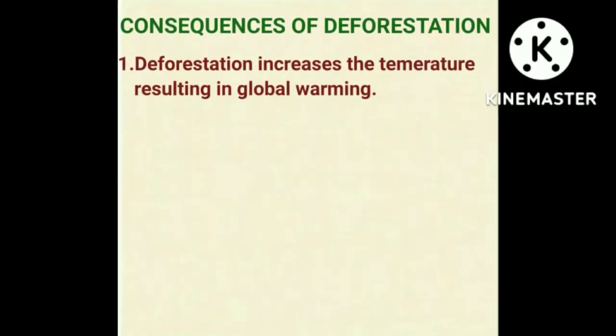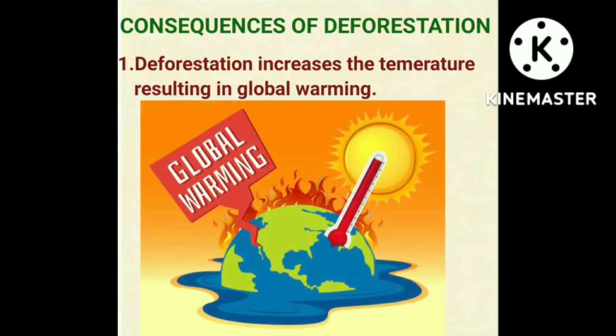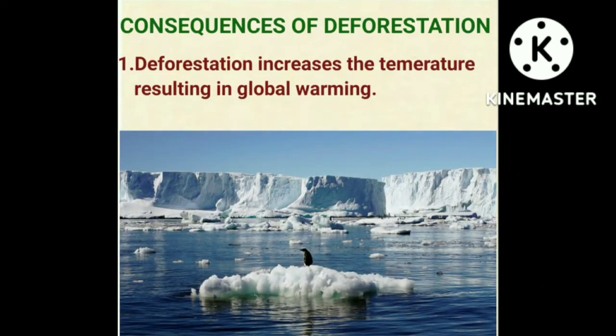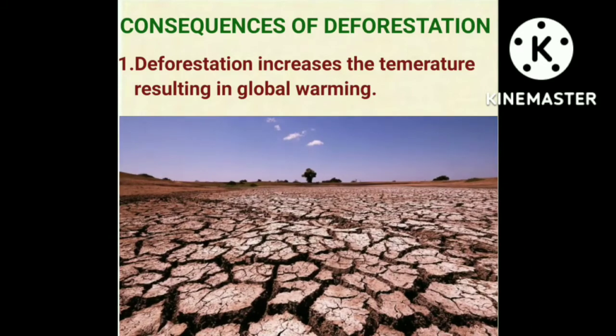Deforestation increases the temperature, resulting in global warming. Plants need carbon dioxide for photosynthesis. When a lot of trees are cut down, the carbon dioxide amount in the atmosphere increases. This increase in carbon dioxide leads to global warming, and due to global warming, the polar ice caps all melt, leading to flood. And due to the increase in temperature, there will be less rainfall, and it leads to desertification.